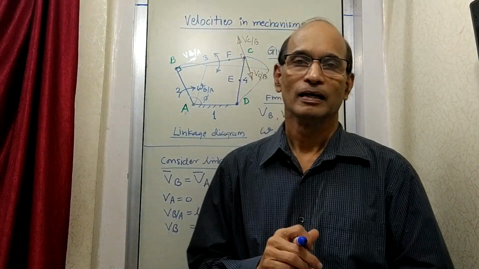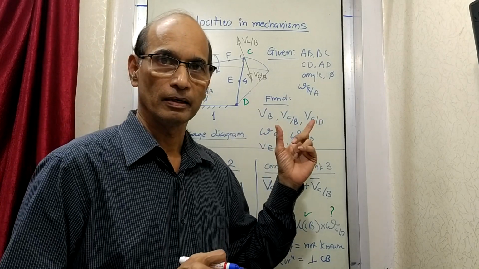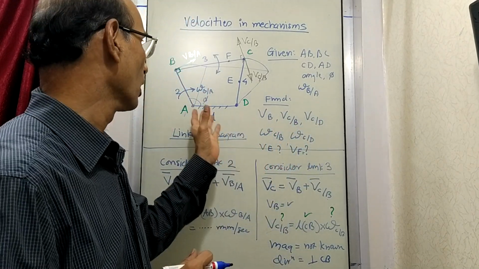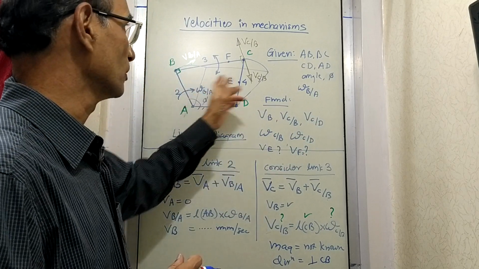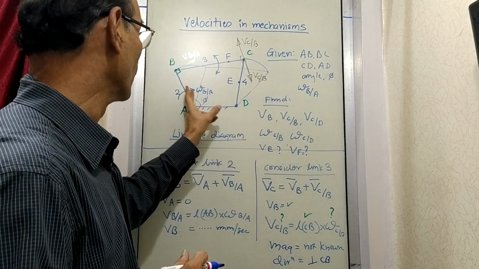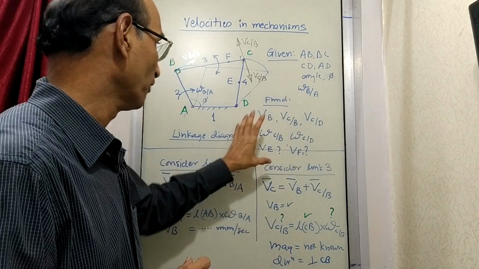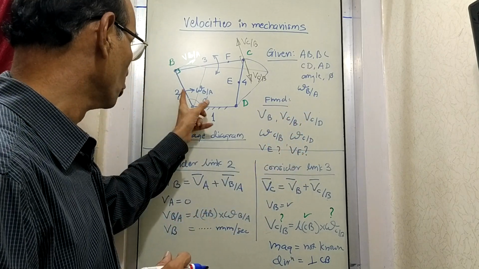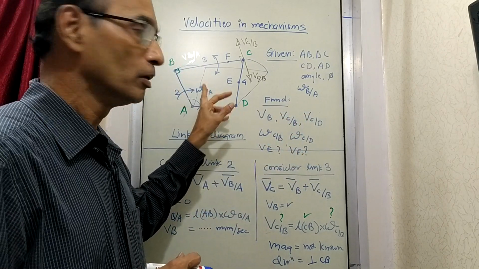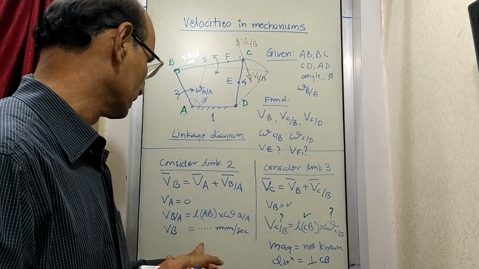Welcome again. Last time we were discussing this particular exercise where there was a 4-bar mechanism and the link AB was given some angular velocity, and after that we were asked to find those many parameters. While finding these parameters, we started with link 2, because in link 2, the velocity of point A was known. So we have written this equation like this.